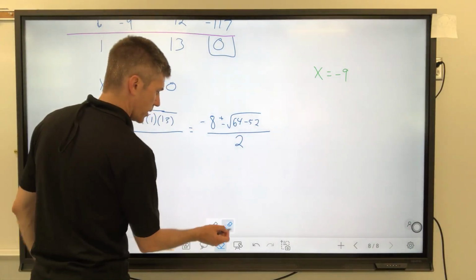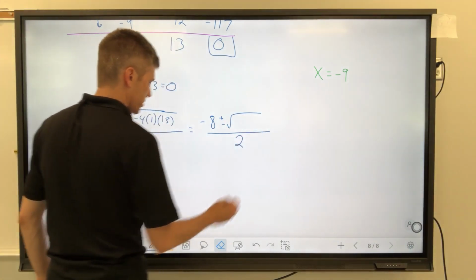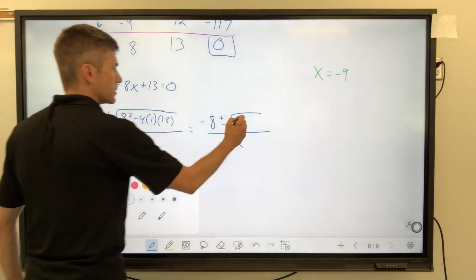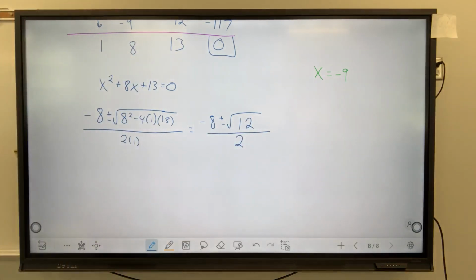And so I'm going to erase all that I just wrote right there, and I'm just going to put a 12. And you're like, dang it. Well, you can erase too. Yeah, 4 times 13 is indeed 52. 64 minus, there we go, we're good.